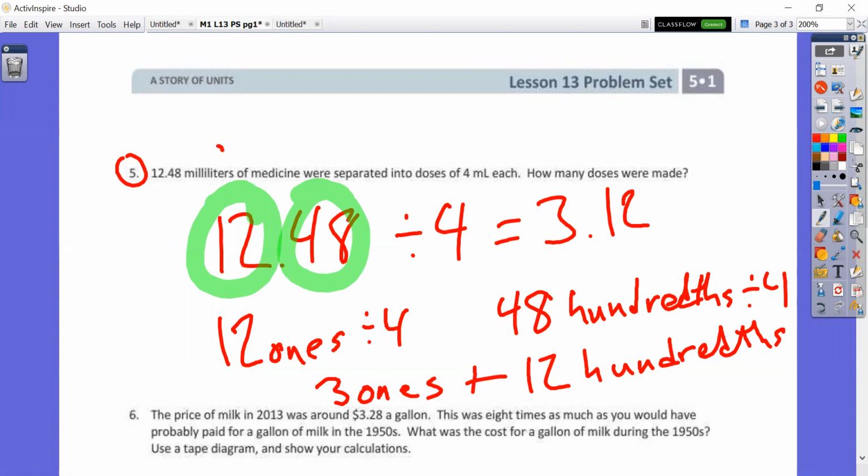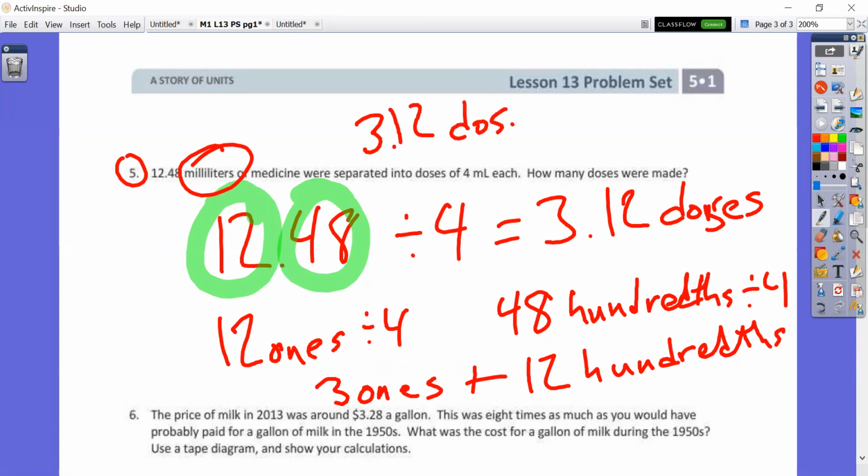And remember, the original unit was milliliters. So it was 3.12 milliliters. So actually, it's not milliliters, it's doses, because it says how many doses were made. So 3.12 doses. And then if we were to create a statement, we would just say 3.12 doses were made, period. That solves the problem.